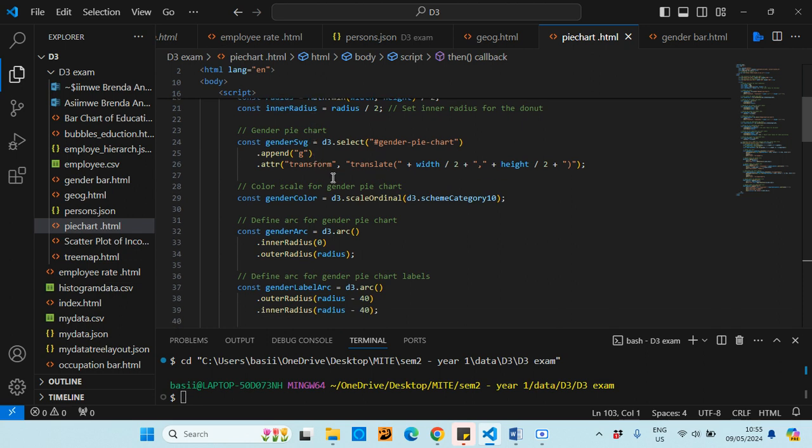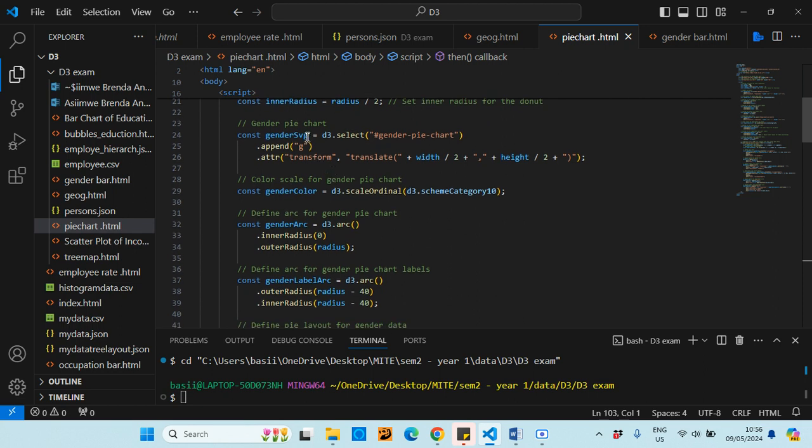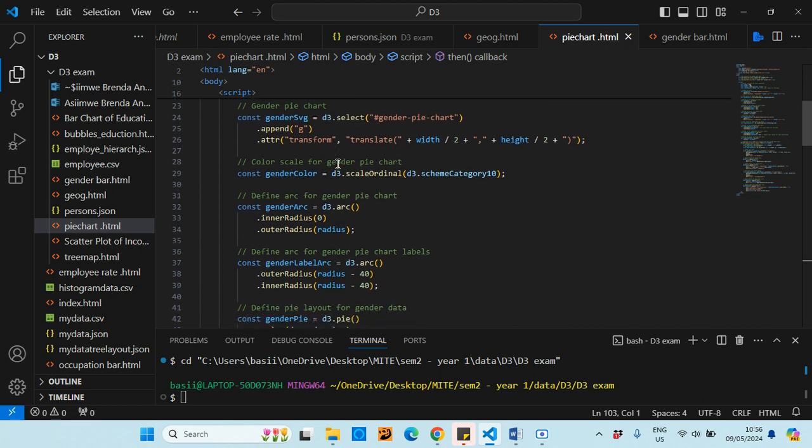So then the next thing we shall look at is the SVG, the constant gender SVG. This one creates a container for the gender pie chart. Then this G element will be appended to it, and this G is translated to the center of the container. That is where you get the transform translate. We're trying to translate it to the center of the container.